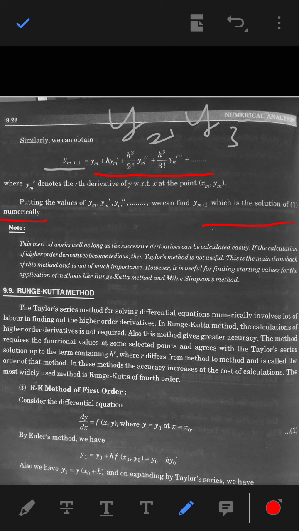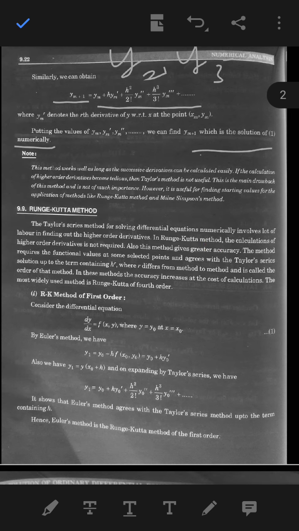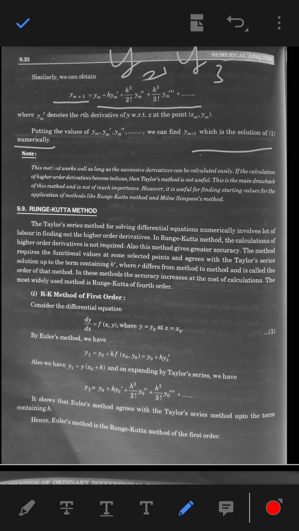Now in this method successive derivatives are used. So when it is not easy to find the derivatives easily, then this method is not so useful. This is the main drawback of this method. So for finding the starting values in the application of other methods, we now use Runge-Kutta method and Milne-Simpson's method.